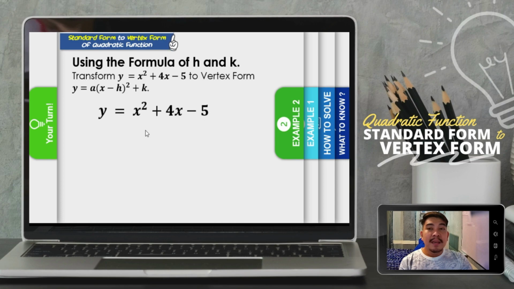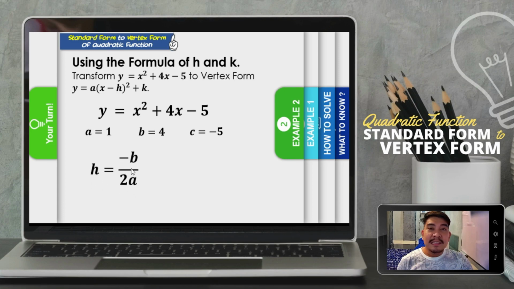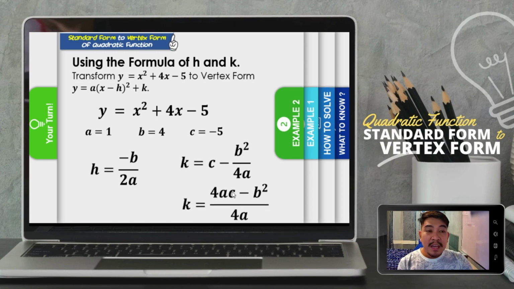At this moment, we will be getting the values of a, b, and c first. So that will be a equals 1, b equals 4, and c equals negative 5. So what will be the formula in getting the value of h and k? So for h, we will be using h equals negative b over 2a. For k, we can use k equals c minus b squared over 4a, or we can use k equals 4ac minus b squared all over 4a. So they are just equivalent. Okay? But in this case, we will be using the first formula in getting the value of k.